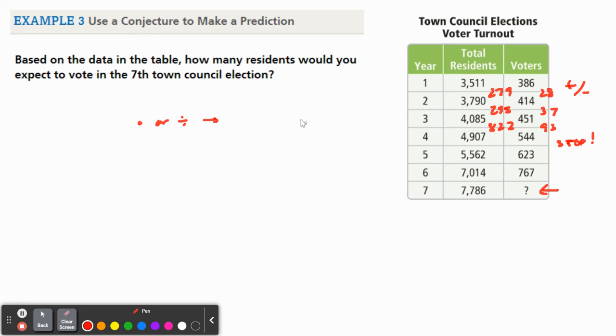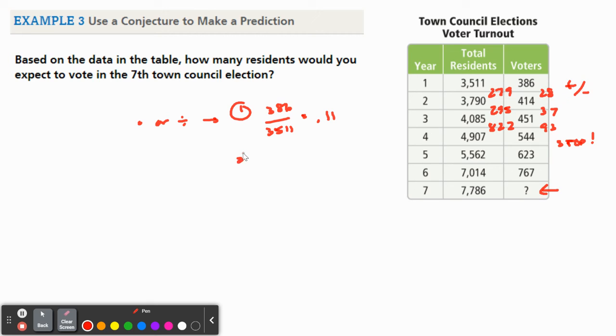So let's go ahead and divide these. Let me organize this better so you can see. Let's take the first row, for the first year, and let's do 386 divided by 3511. I did this ahead of time, but if you do that, you get like 0.11.